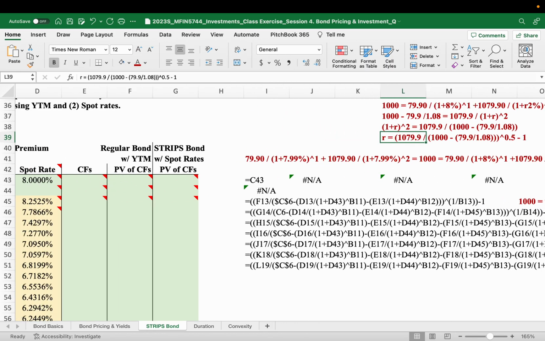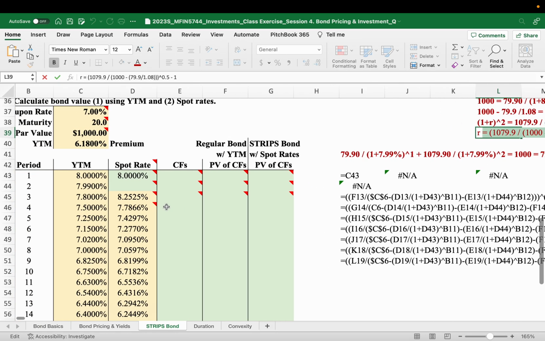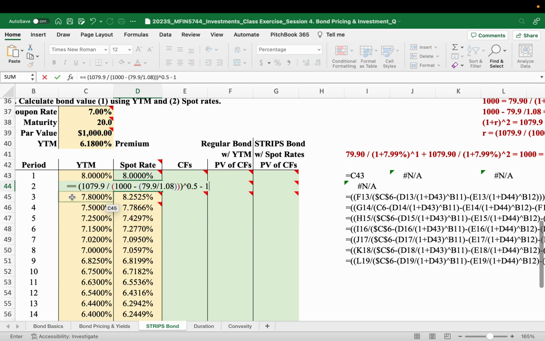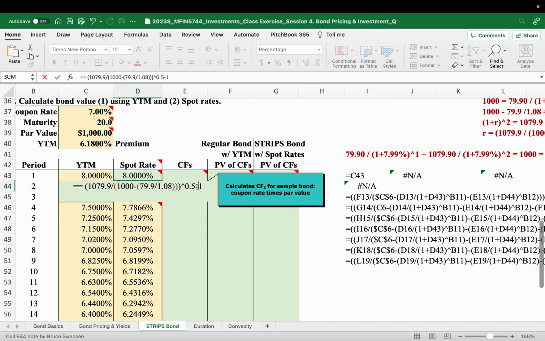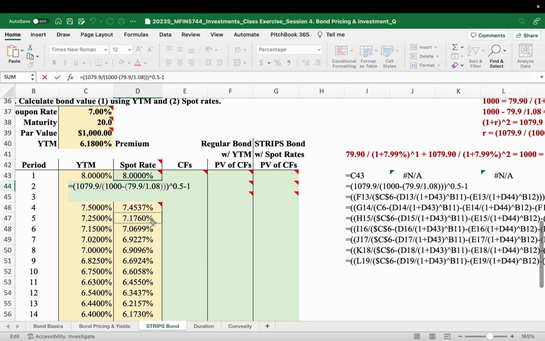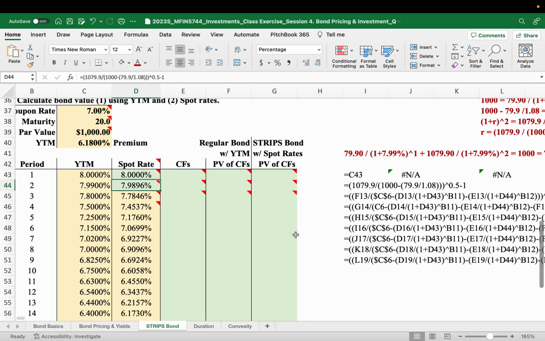So let's calculate this. Copy. I just want to copy and paste. Equal. Let's make this formula or variable. Okay, now it's working. So we found this second year spot rate.